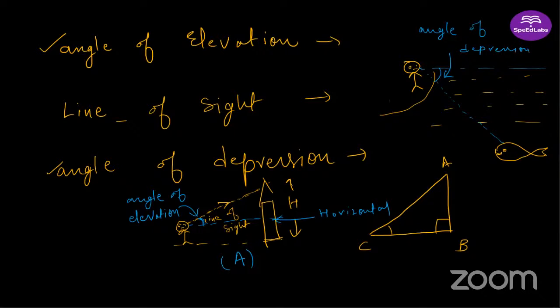No, sir. Okay, so we can move forward. I hope these three things are clear now. Line of sight is the ray that connects the eyes of the observer to the point where he is looking. Angle of elevation: when the line of sight is above the horizontal, the angle formed between the line of sight and the horizontal ray is the angle of elevation. Angle of depression: when the line of sight is below the horizontal, the angle formed between the line of sight and horizontal is our angle of depression. Okay, let us move to the questions.